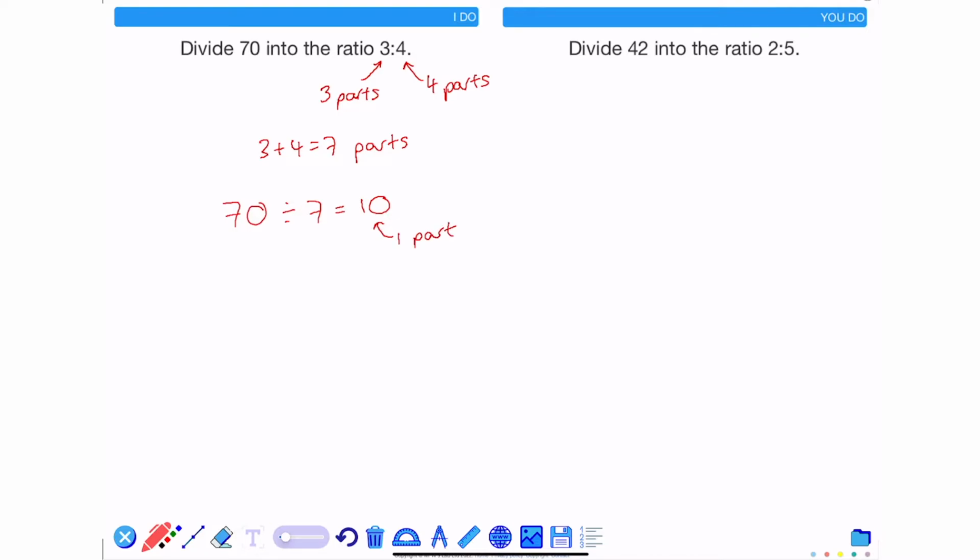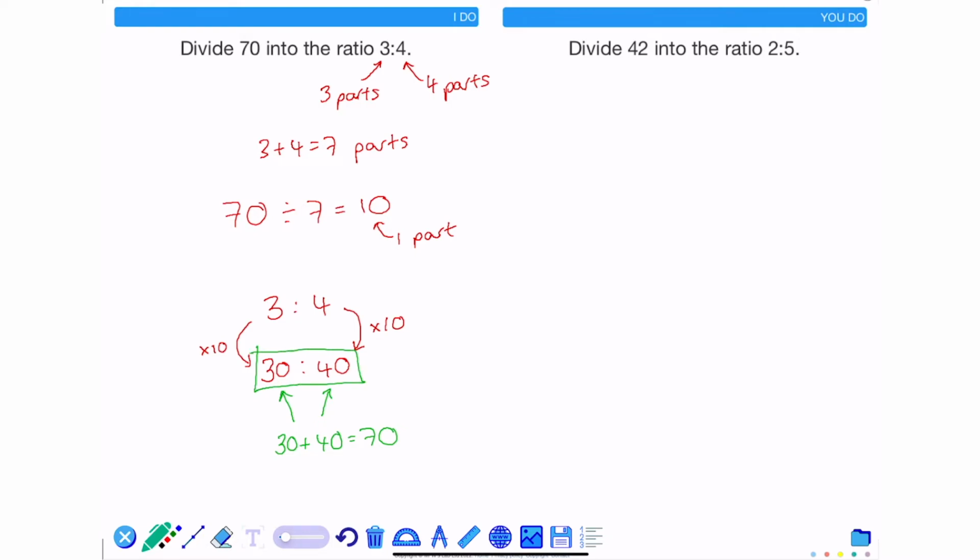If I know that 1 part is 10, that would mean that looking at the original ratio, 3 parts must be 3 times 10, which is 30, and 4 parts would equal 4 times 10, which is 40. One thing to always check is that the sum of the two numbers that you get at the end add up to the original number that you were trying to divide. So dividing 70 into the ratio of 3 to 4 gives 30 to 40.